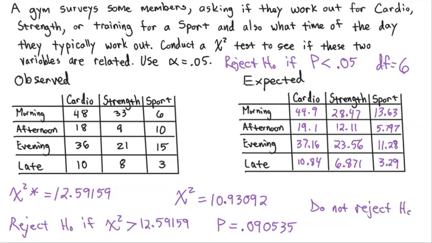And so for this test, this sample does not support the alternative hypothesis that the kind of exercise that people do at the gym is somehow related to what time of day. That hypothesis is not supported, okay?